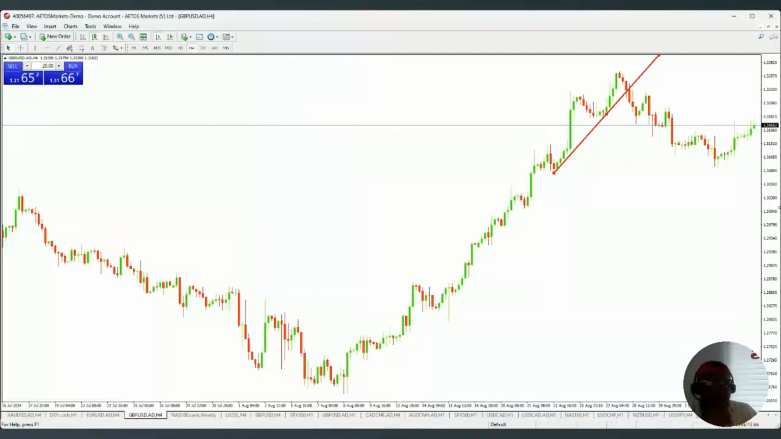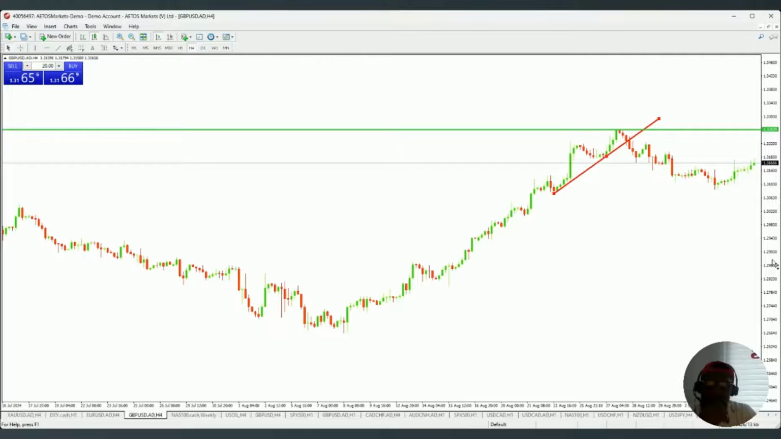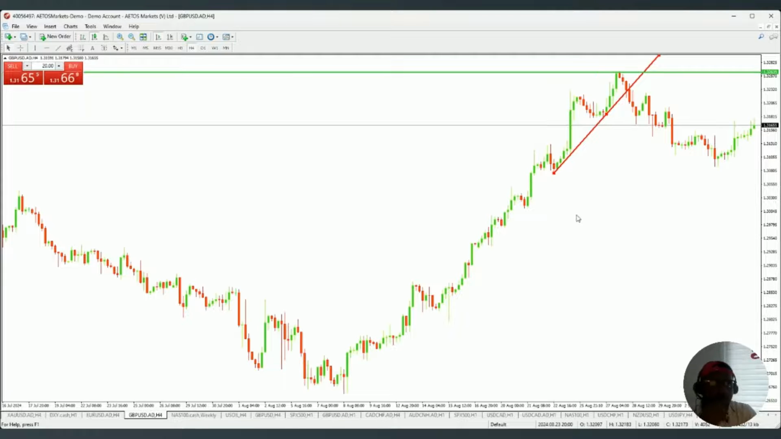Now, what are the points that we need to work with? We need to work with this one and that one. Now, where is the highest price before we start seeing a rejection? The highest price before we start seeing a rejection was here. This point. And you can see first, second, this is the highest price.